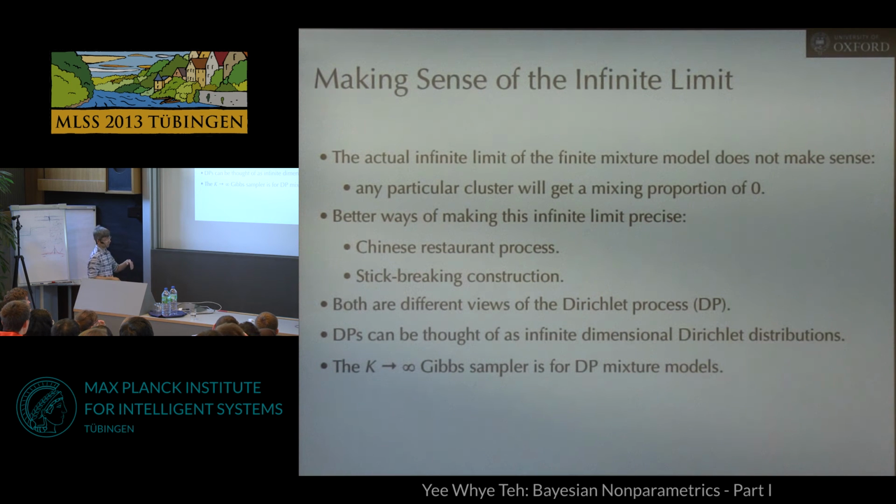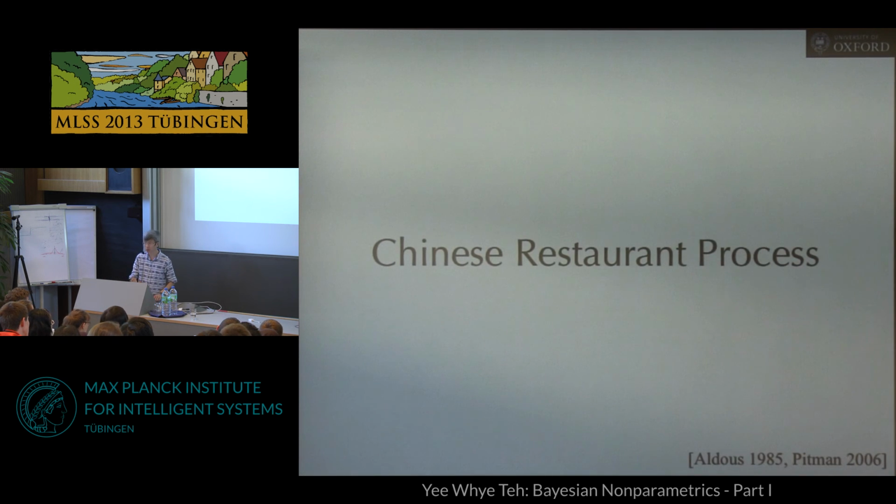And I guess people started thinking about this and have come up with different ways to make this infinite limit construction more precise. The first one, which we're going to talk about, is the Chinese restaurant process. And I'm running really late. Then there's a second approach which is stick breaking, and both are different views of the Dirichlet process, as I've said before. So I'll start off with the Chinese restaurant process because I would like to at least end with this by the end of this lecture.